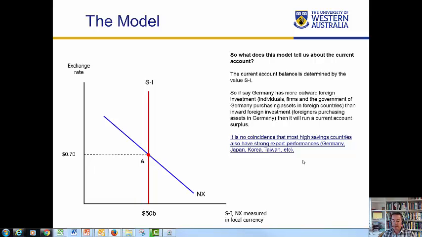And the reason is that they have a high savings rate. With a high savings rate, they have, in net terms, outward foreign investment, large outward foreign investment. So they are investing a lot more money in the rest of the world than the rest of the world is investing in their country.